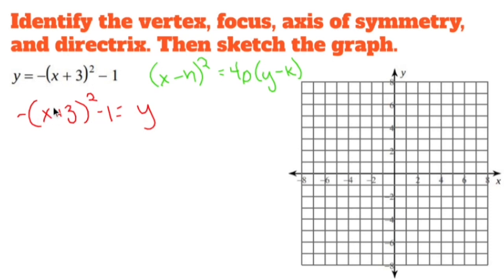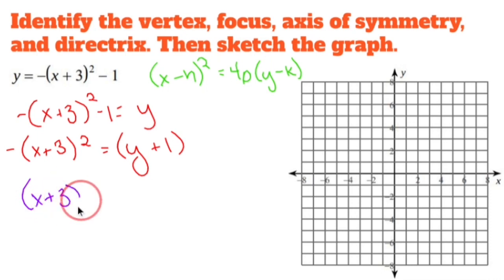Okay, now what I need to do is get all the y stuff on the right side. So let's add 1 to both sides. So negative x plus 3 squared equals y plus 1. Let's throw a parentheses around that just for funsies. And let's multiply both sides by a negative. So what we have is (x plus 3) squared equals negative (y plus 1). I'll put negative 1 even though I don't need to. I'm multiplying everything by a negative. There you have it. Now I can compare that to that.